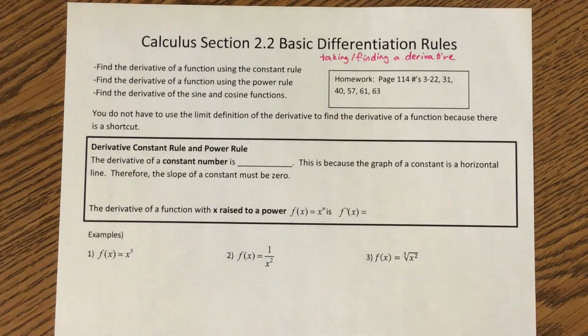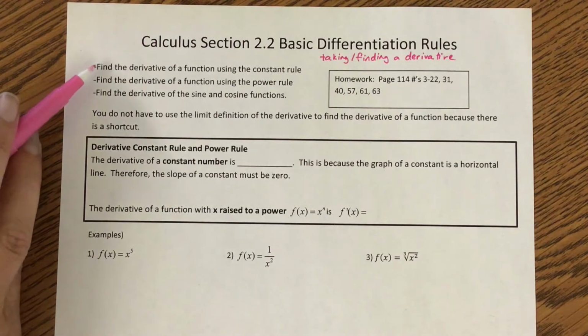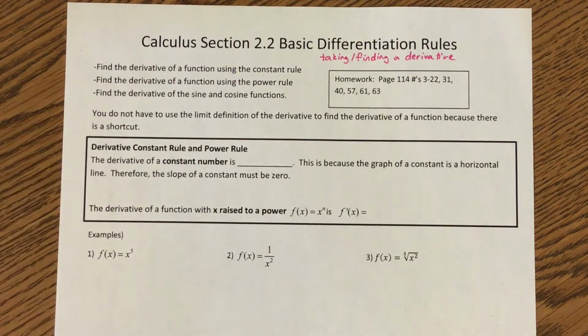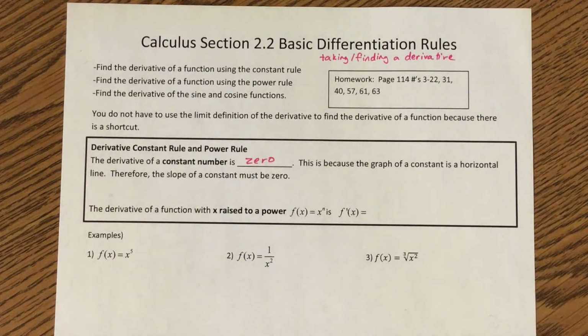Okay, so these are the things we're going to accomplish today. We're going to find the derivative of a function using the constant rule, using the power rule, and then find the derivatives of sine and cosine functions. So we're doing the shortcuts today. Derivative, constant rule, and power rule. The derivative of a constant number is 0. This is because the graph of a constant is a horizontal line and the slope of a constant is 0.